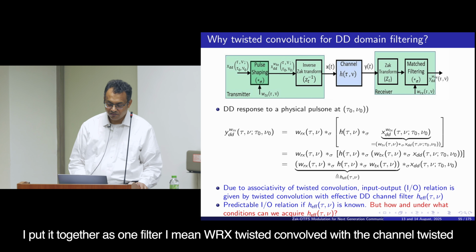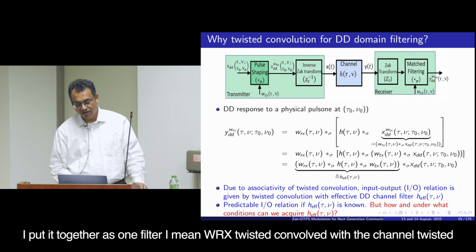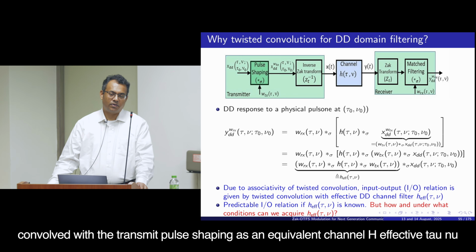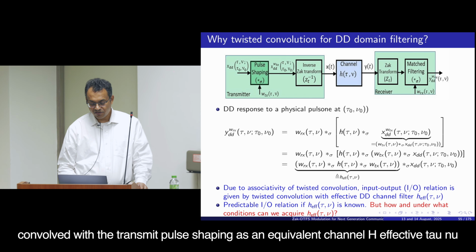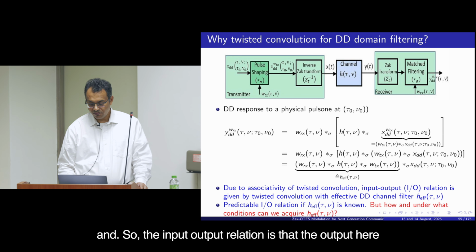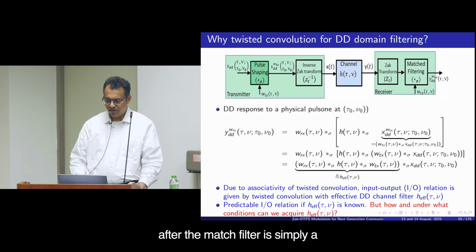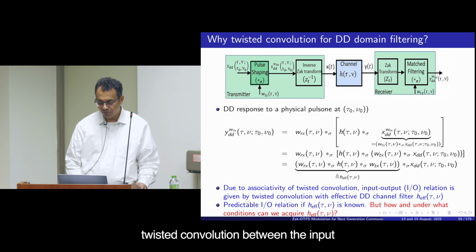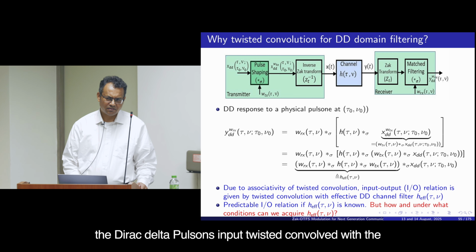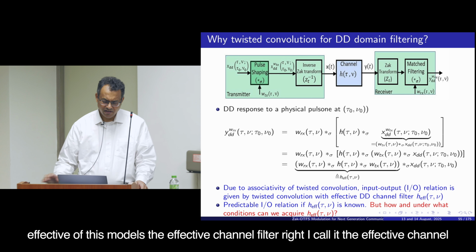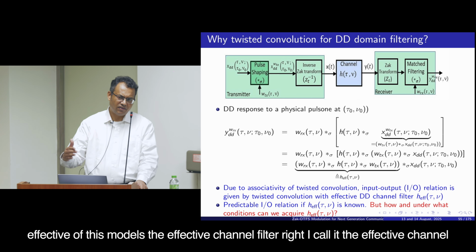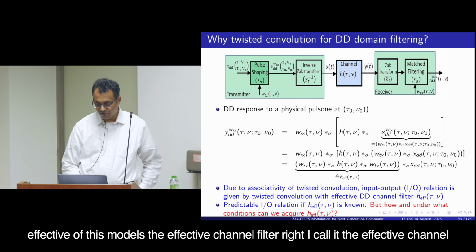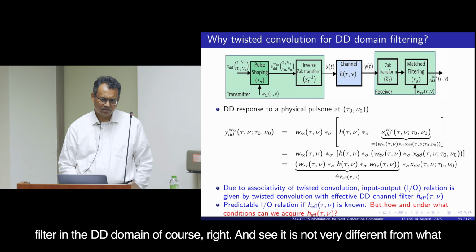I mean WRX two-state convolve with the channel, two-state convolve with the transmit pulse shaping, as an equivalent channel H effective tau nu. And so, the input output relation is that the output here after the match filter is simply a two-state convolution between the input, the Dirac delta pulson input, two-state convolve with the effective, now this models the effective channel filter, right. I call it the effective channel filter in the DD domain, of course, right.